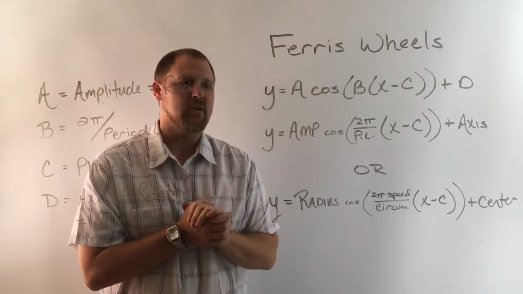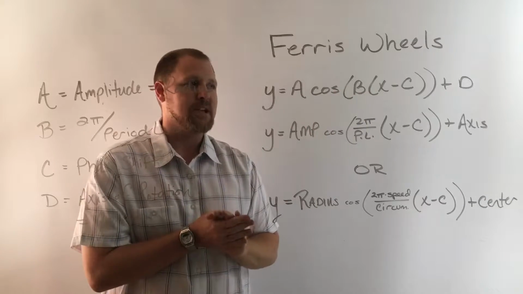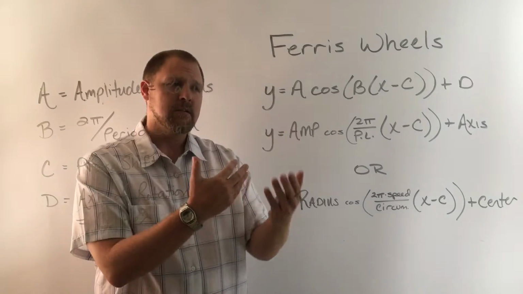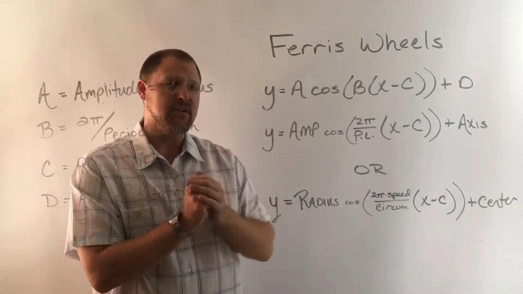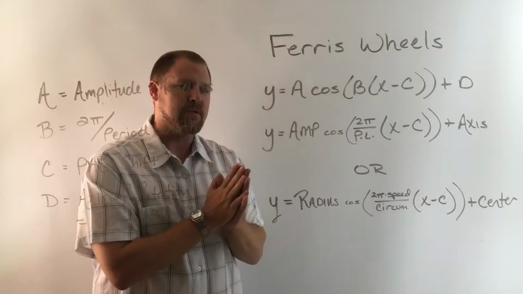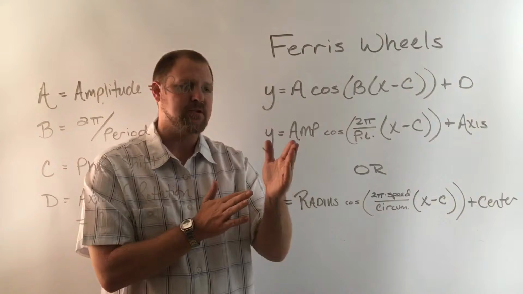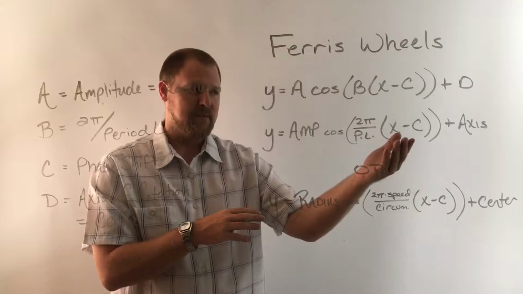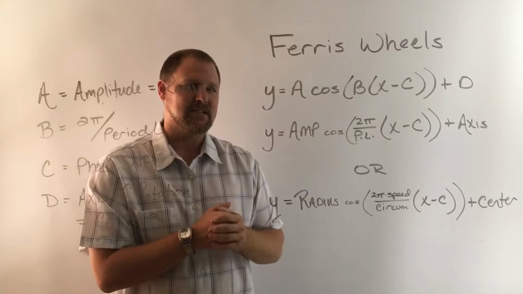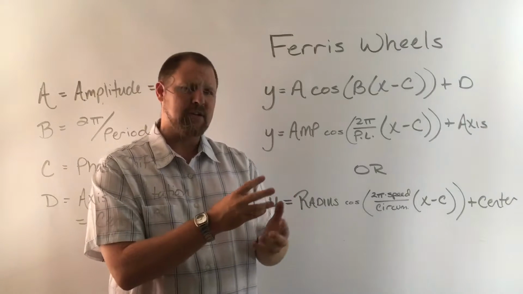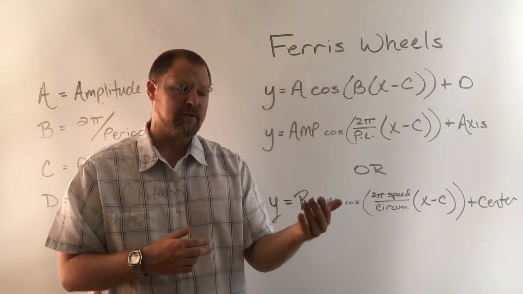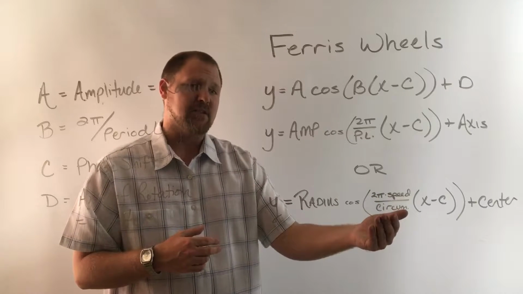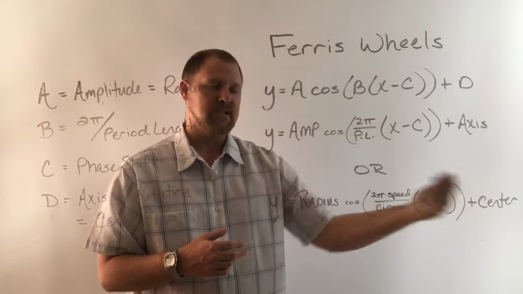So looking again at the equation, y equals a times cosine of b times (x minus c) plus d, we can rewrite it in words to help relate the variables that we need to input into the formula a little bit easier for the students. We have here y is equal to the amplitude times cosine of 2 pi divided by the period length times (x minus c) plus the axis of rotation. Or if you're given information that involves circles, y is equal to the radius times cosine of 2 pi times the speed divided by the circumference times (x minus c) plus the center of the circle.